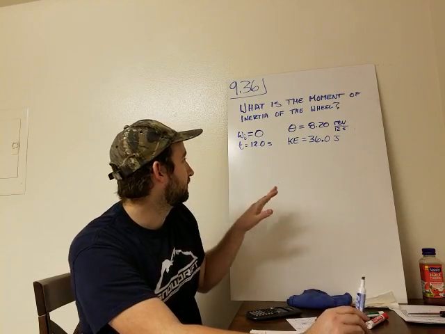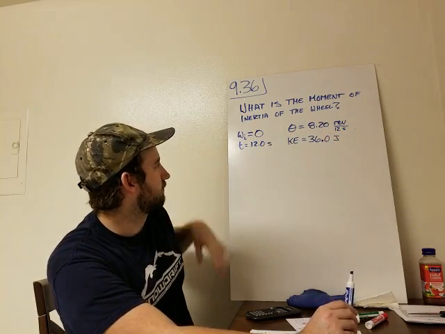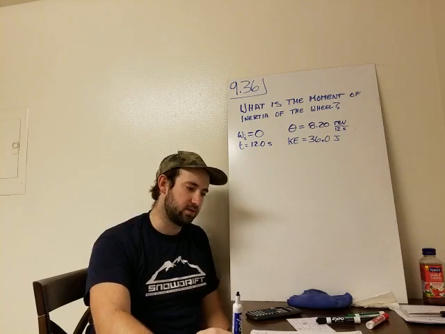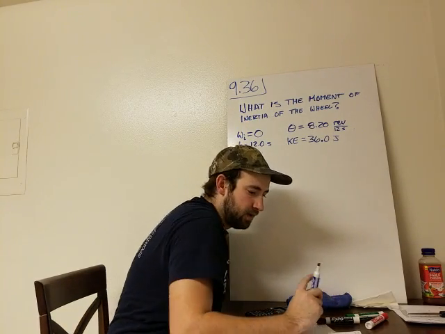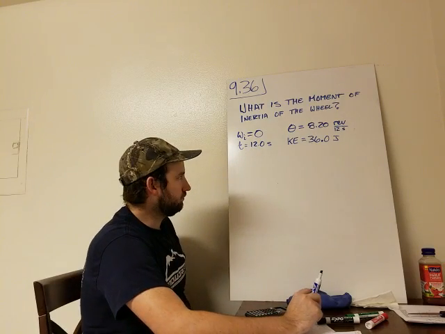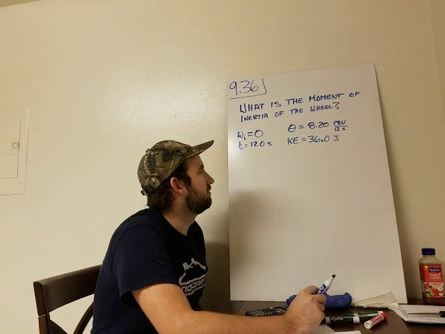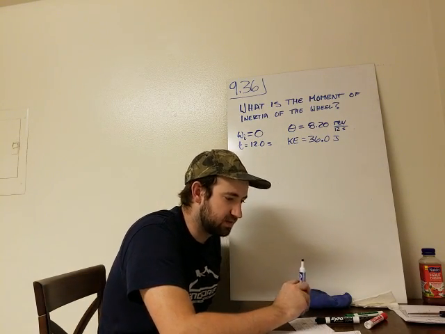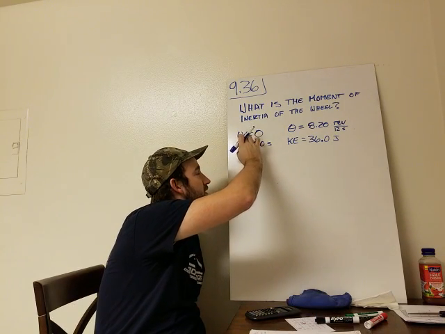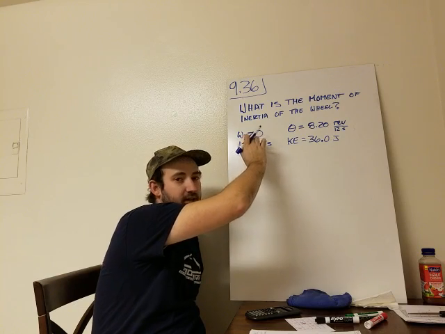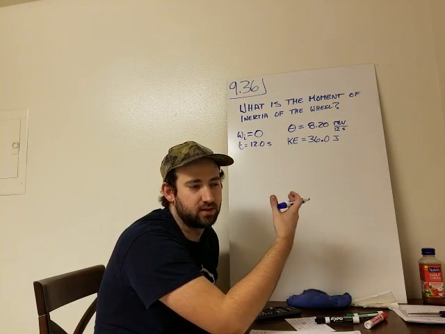So first of all, I've already written down what the problem gives us, and then our main objective, which is the moment of inertia. I guess the only thing that isn't explicitly in the problem that I have written is that the initial angular velocity is 0 because it starts from rest.